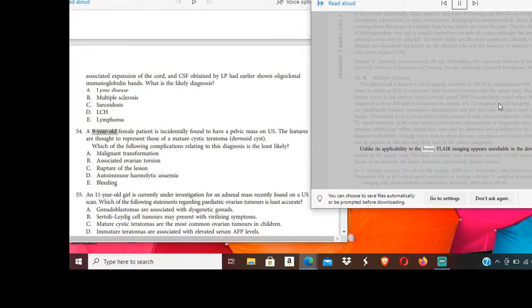Unlike its applicability to the brain, FLAIR imaging appears unreliable in the detection of MS lesions in the spinal cord. The short inversion time inversion recovery (STIR) sequence has been found to be sensitive for lesion detection, particularly diffuse lesions.